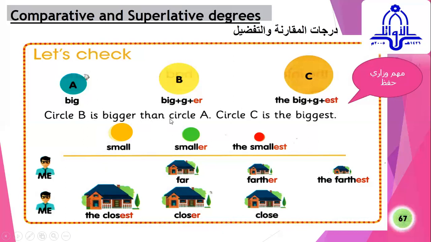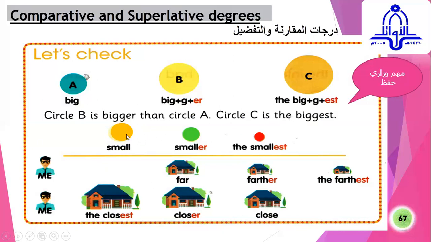Circle B is bigger than circle A. Circle C is the biggest. ولكن الدائرة C هي الأكبر. إذا في حالة التفضيل راح نستعمل قبل the. إذا the راح تكون صفة مميزة مع superlative بينما than راح تكون صفة مميزة مع comparative. في حالة comparative يأتي بعد درجة المقارنة than. في حالة superlative يأتي قبل درجة التفضيل the.